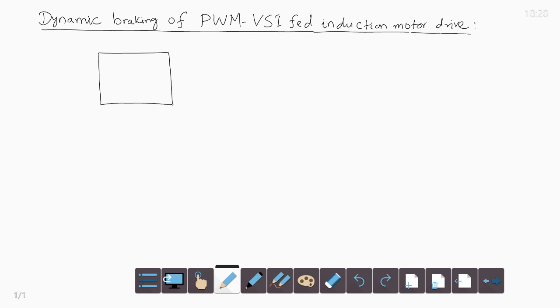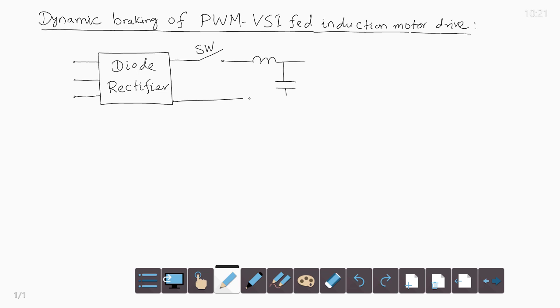So, at the front end we have a 3-phase diode rectifier operating from 3-phase supply. Then we have the switch SW, then filter inductor and DC link capacitor for filtering the DC link voltage ripples.